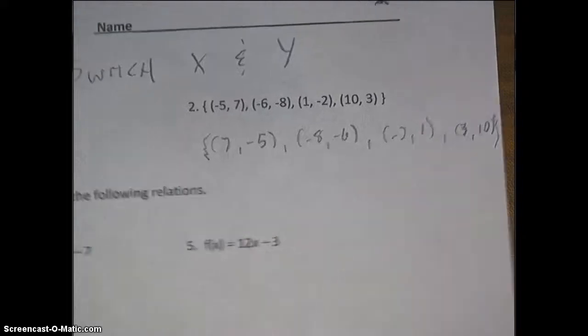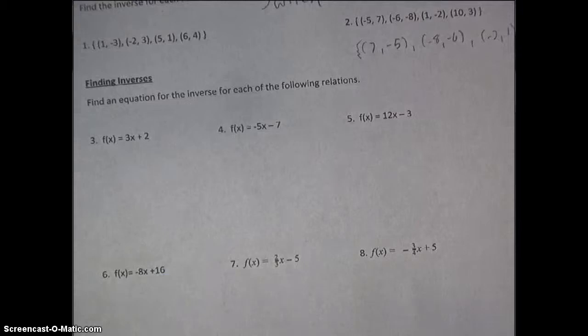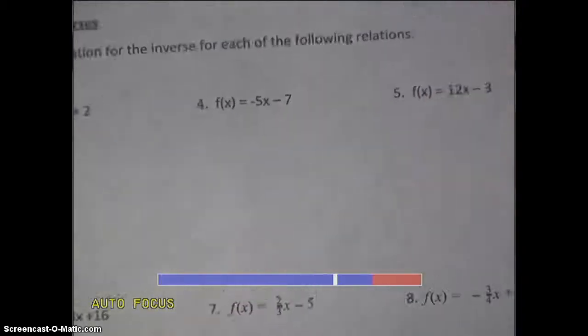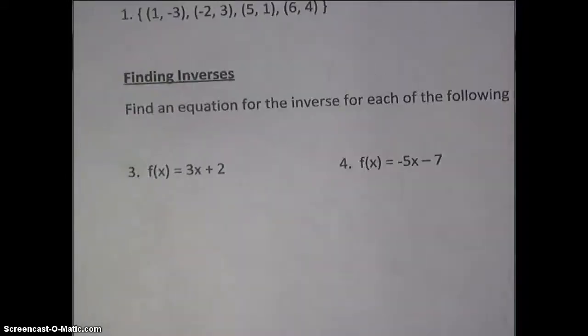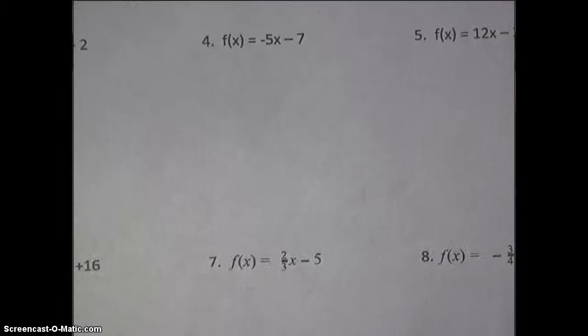You've listed the inverse. It's a little bit more involved with these bottom ones, where we have to actually do it with a function. And it's a pretty simple process, though. Let's just take a look at number 4. We're supposed to find an equation for the inverse for each of the following relations. Okay, so here's a relation.